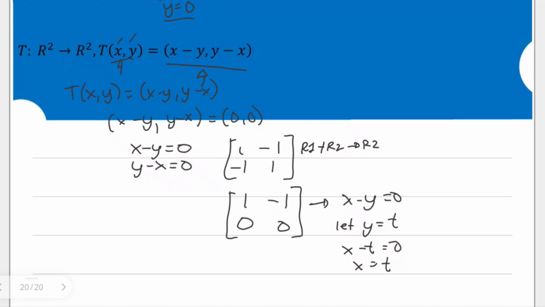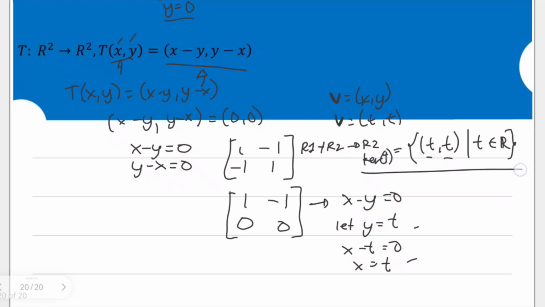In short, there are infinitely many possible values for the x and y components of our vector v, as long as they are the same. So we have t and t, or better, in a set, (t, t) such that t is an element of R. Any value of t works as long as we have the same components. For example, 2 and 2: 2 minus 2, 2 minus 2, is 0. Negative 1, negative 1: negative 1 minus negative 1, that's plus 1, 0. Same thing here as well. This is our kernel of T for the second given.